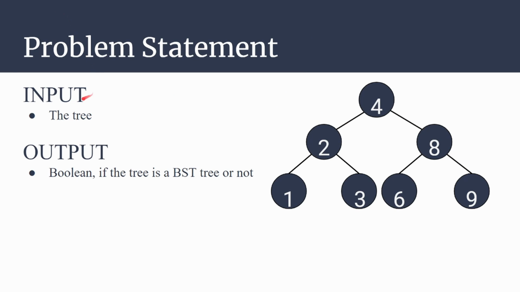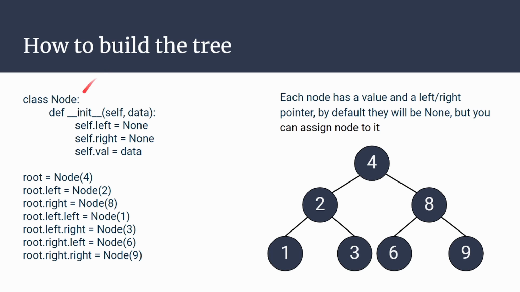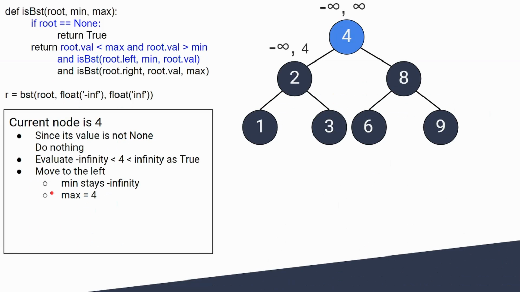Problem statement: the input is a tree and the output is a boolean, which is true or false for if the tree is a binary search tree or not. So how to build a tree? You create a class called node where you initialize the data. Each node has a left and right pointer, and by default it will be none, but you can assign a node to it. Like here, you assign the left of the root to be 2.